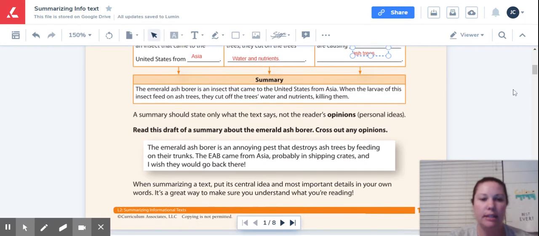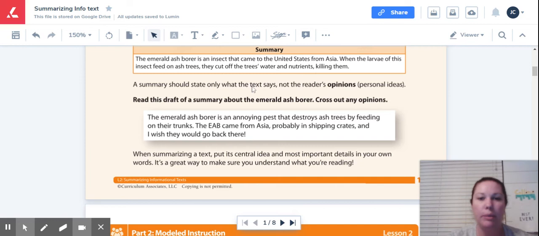Okay, so now it says a summary should state only what the text says, not the reader's opinion. Okay, this is important. A summary does not include your opinion of the article. So we're going to read this draft now, and we're going to cross out any opinions that we might see. It says the emerald ash borer is an annoying pest that destroys ash trees by feeding on their trunks. The EAB came from Asia, probably in shipping crates, and I wish they would go back there.